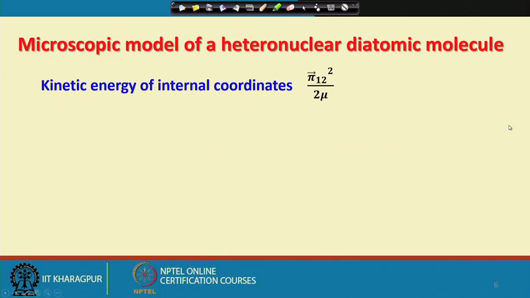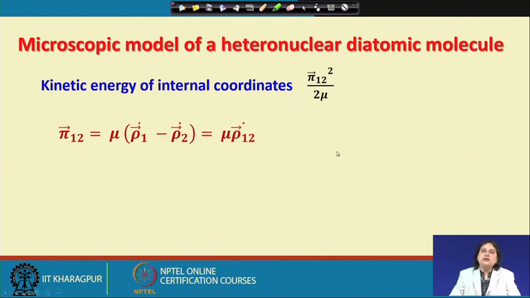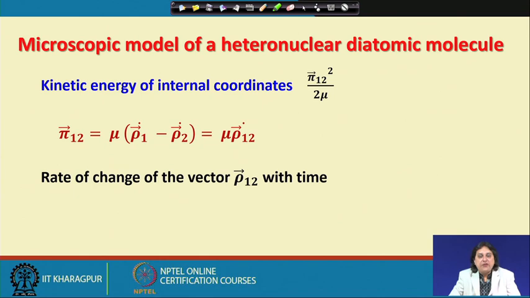So, let us have a look at the kinetic energy of the internal coordinates. This term is given in terms of the reduced momentum pi 1 2. So, it is pi 1 2 square divided by 2 mu. Now, let me revisit the definition of pi 1 2. That is the reduced mass mu multiplied by rho 1 2 dot, that is the rate of change of the vector rho 1 2 with time.